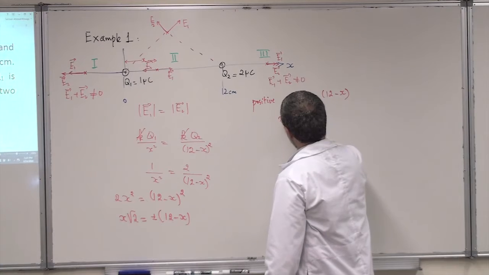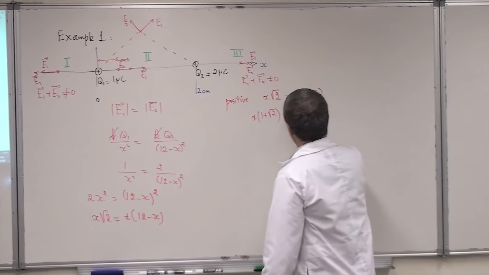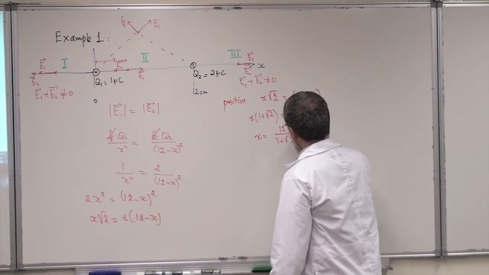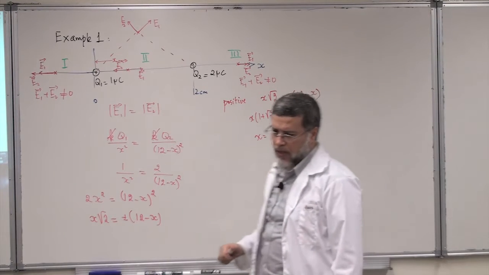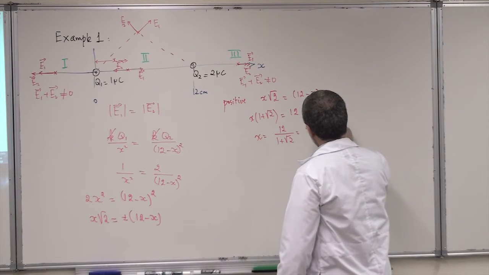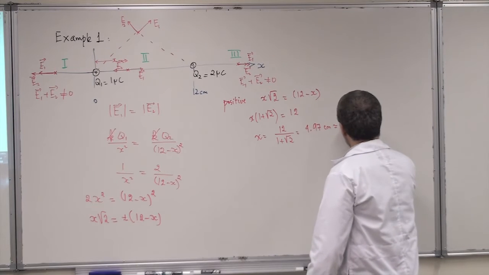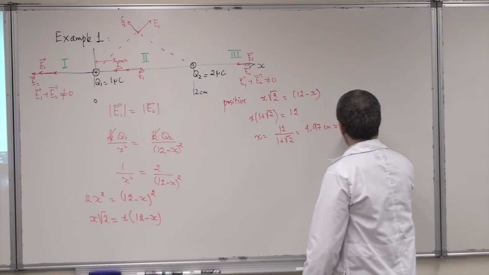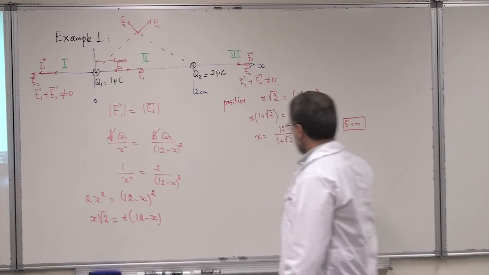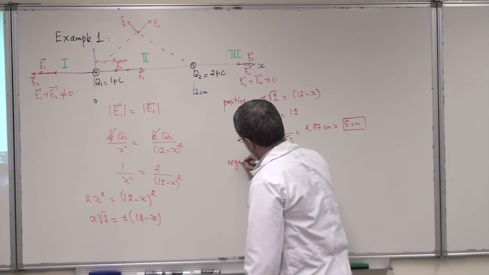So I will have x (1 plus square root of 2), I bring this to this side and make the common factor x, equal 12. And x in this case will be 12 over (1 plus square root of 2). If you do the calculation correctly, you should get 4.97 centimeter, which is almost equal to 5 centimeters. So the distance is almost equal to 5 centimeters from the Q1 charge.